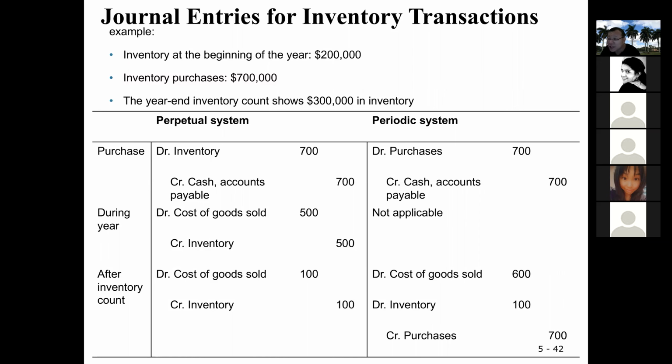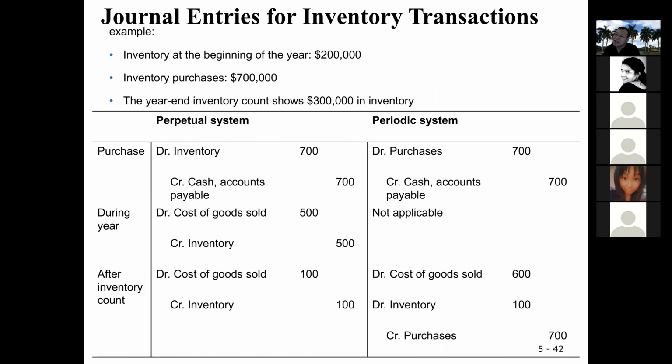And after the inventory count, right? You're going to close your purchase account. At the year end, the balance of the purchase account is the amount of purchases you made throughout the year, okay? So at the year end, you are going to close this account. So you credit purchases for 700, okay?